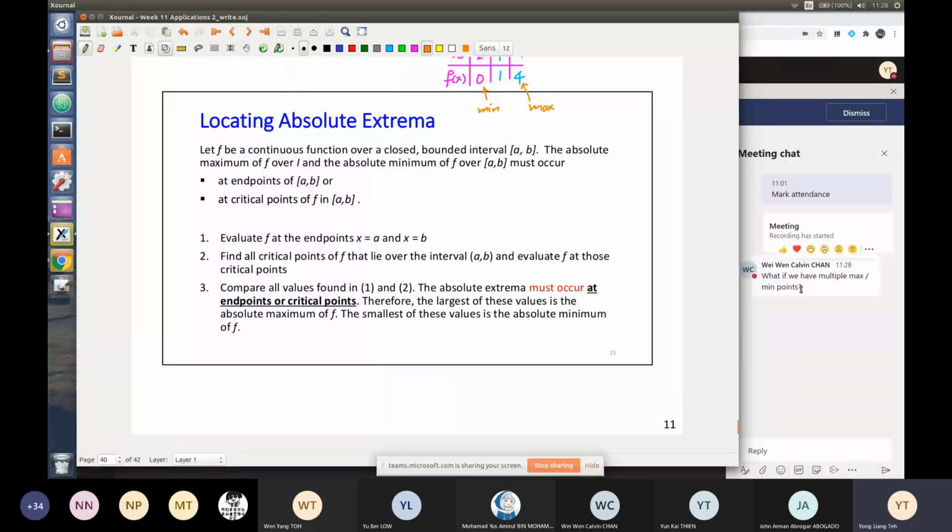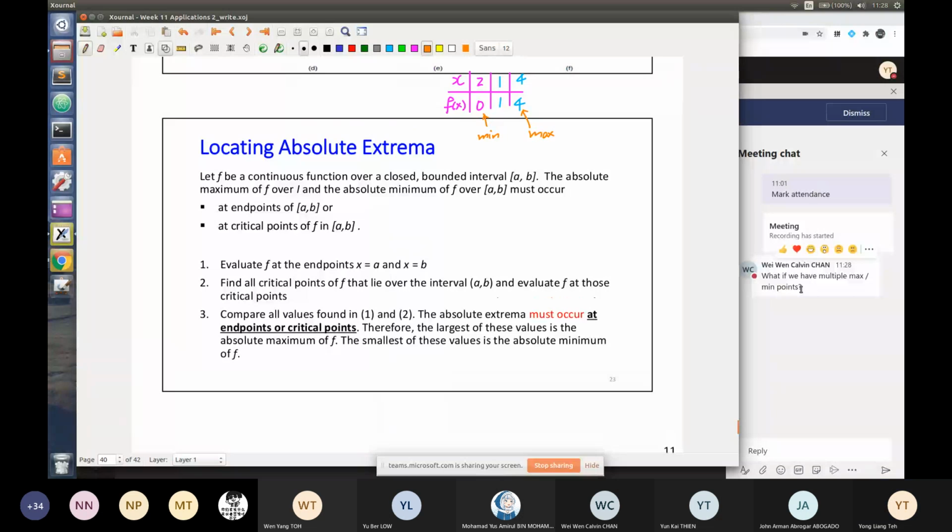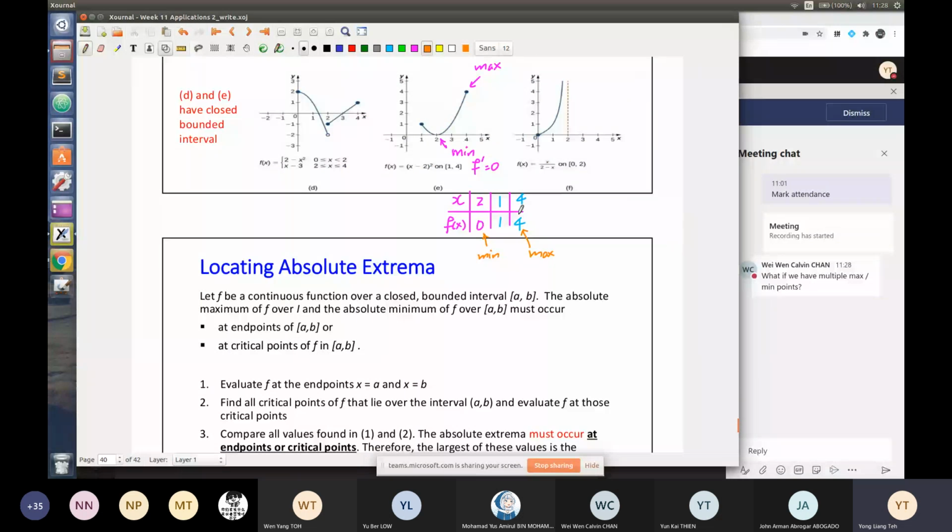Exactly. So Kevin asked, what happens if you have multiple max and min points? That's why you need to do this comparison. Clearly, if you have multiple maxima and minima, for example, if your graph is maybe like that, you are going to get all these as critical points. So you're going to have 4 critical points. But when you compare the function values, you are really going to see that this one is going to be your max. So in your table, you're going to have 1, 2, 3, 4, then after that, the 2 endpoints. So you're going to compare how many values? 6 values. Did I answer your question, Kevin?